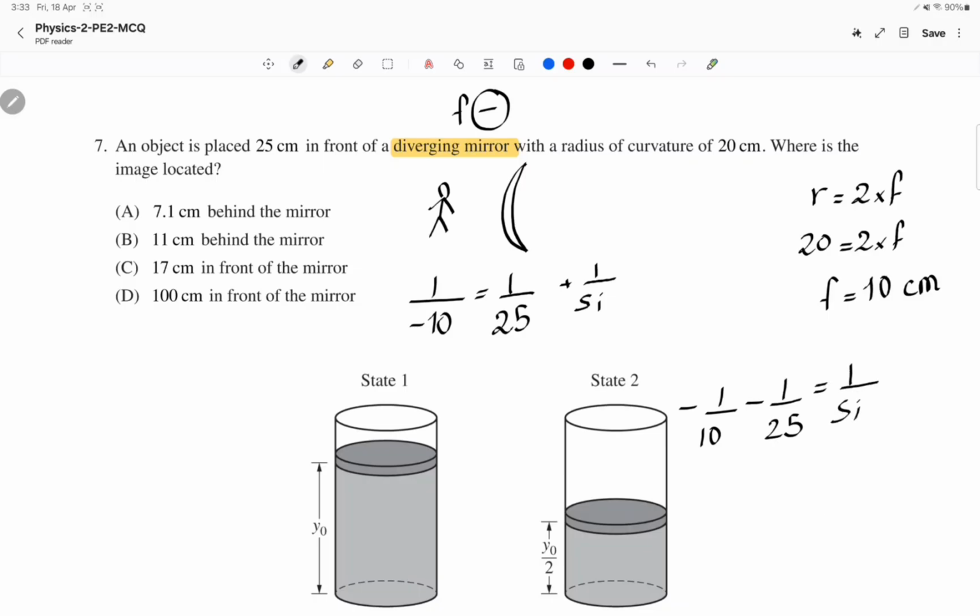How much would that give us? I think I did the math wrong. I got 0.14. Wait, flip it. So do 1 over that. 1 over the answer. 7.1. Okay, so SI is equal to 7.1. The answer is going to be choice A. Very good. It's negative 7.1, right? Just to be sure.